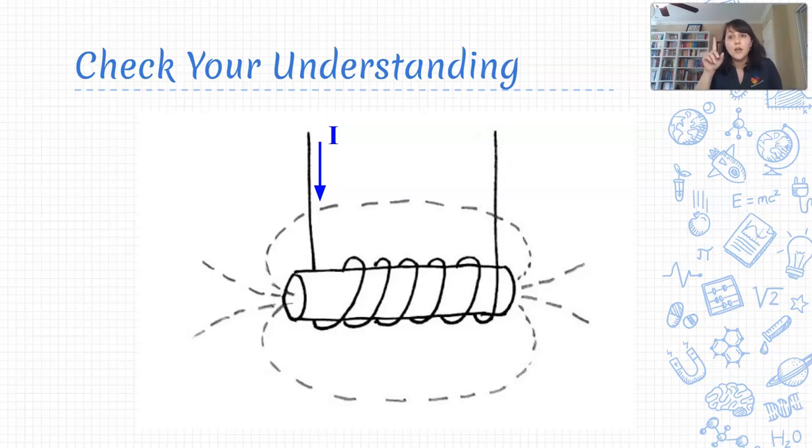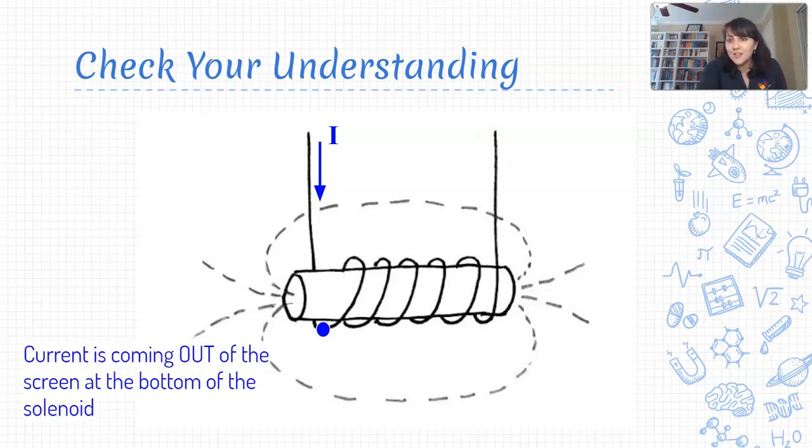I'm going to choose one point on the outer edge of the solenoid. I'm going to choose this point right here, right after it's done coming down behind the solenoid and starts coming back out again. I'm just going to focus on that one spot for now. So if the current is going down behind the solenoid here, then my current has to be pointing out of the screen at that location. All right, so current is going out of the screen at the bottom of the solenoid.